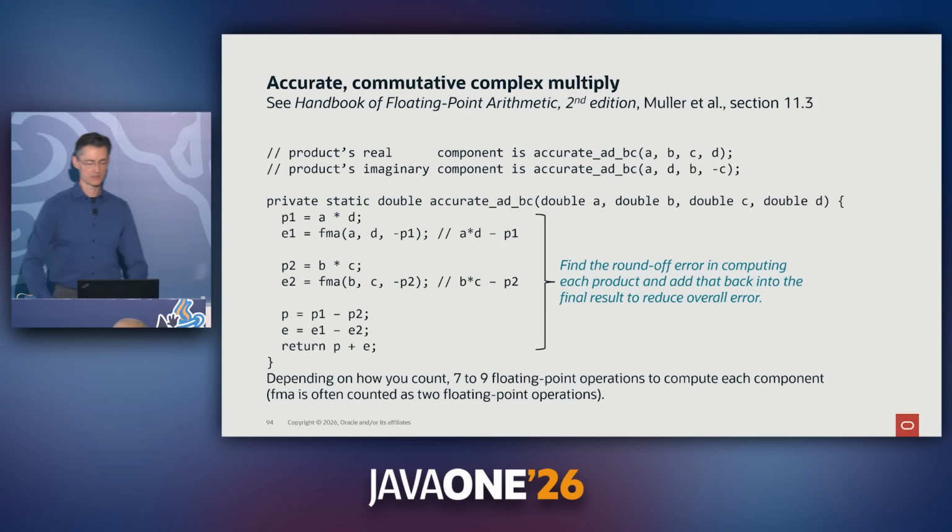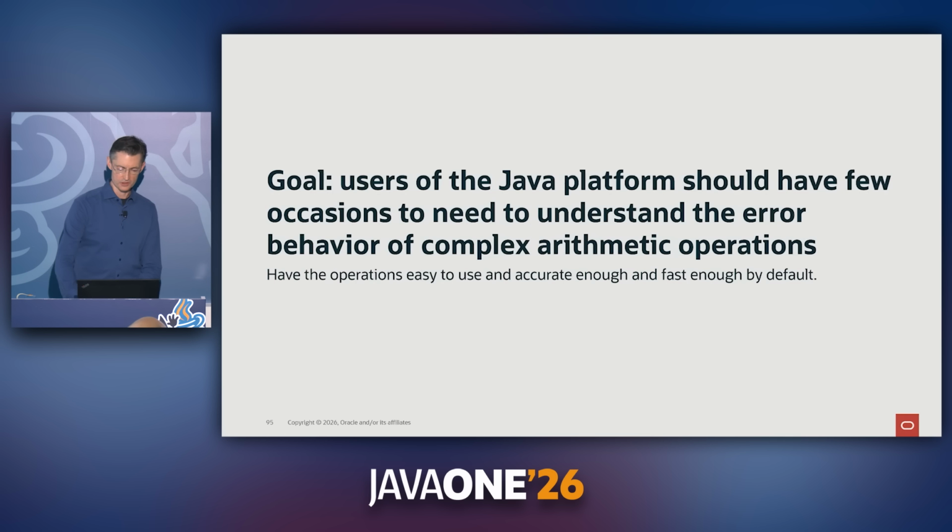So this is great from a semantic point of view. However, rather than 3 floating point operations, it takes between 7 and 9, depending on how you count the FMAs. So is that worthwhile? In some contexts it would be, but sometimes you want to go full speed as well. So it depends on what your goals are. However, for the Java platform, I would say our users should have few occasions to have to understand the details of error behavior of complex operations or other things. But we want to provide accurate operations and certainly provide the tools that library writers could use to make accurate tools for their users as well.